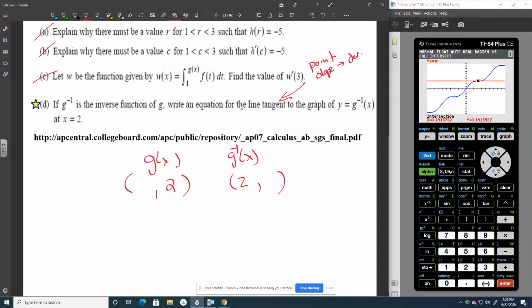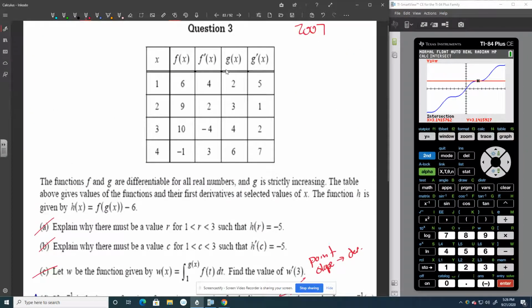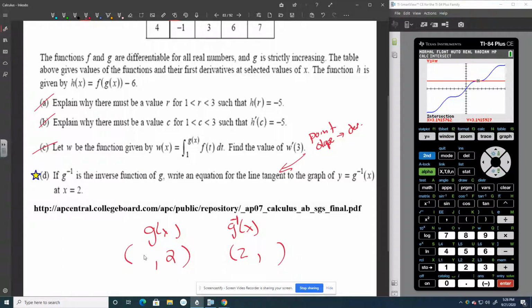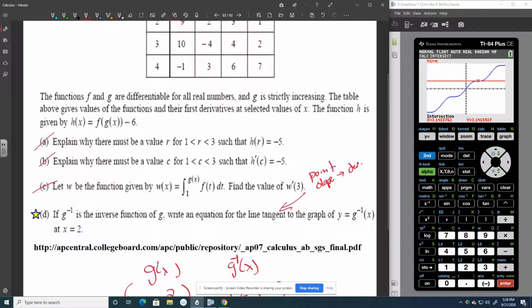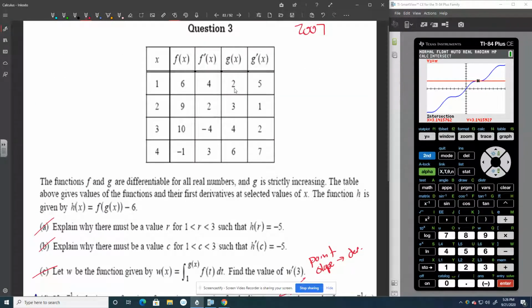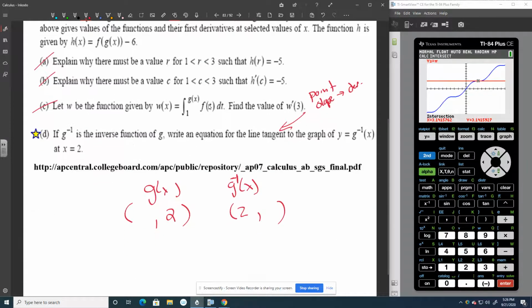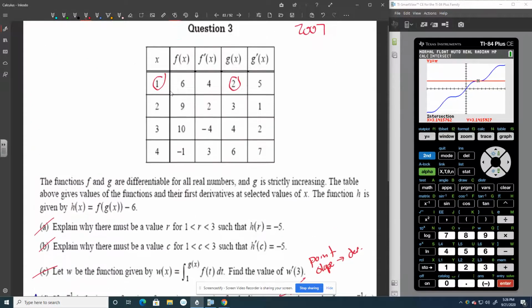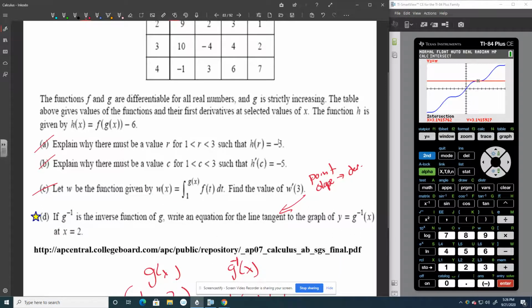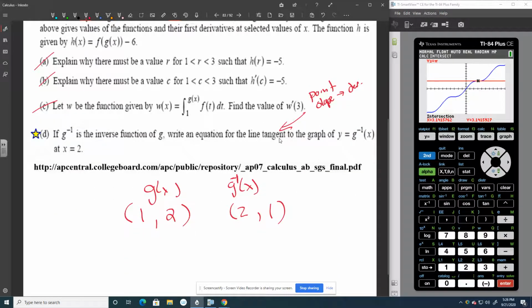If I look up at this table that it gives me, I want to know what x input gives me an output of 2 for my g function. I get an output of 2 right here, which means my input is 1. So an input of 1 gives me an output of 2, which should match my inverse. If I put a 2 in my inverse, I should get out a 1. So I've got my point. My point is (2, 1).